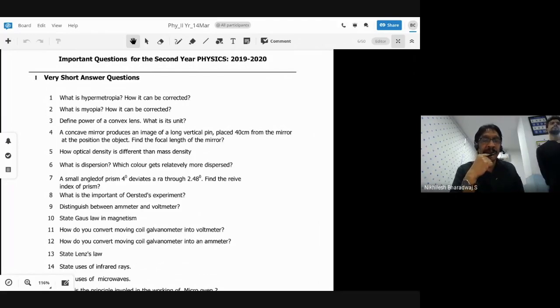Yes. Next, what is the power of a convex lens? What is its unit?